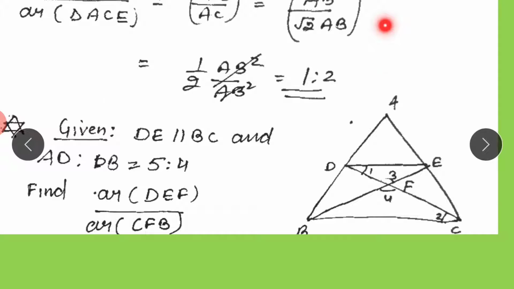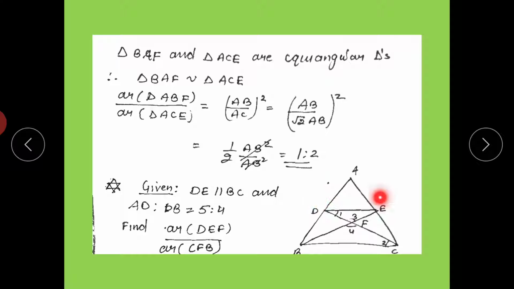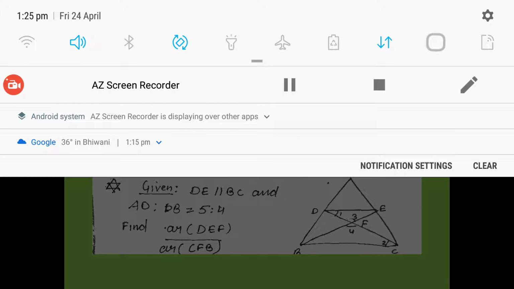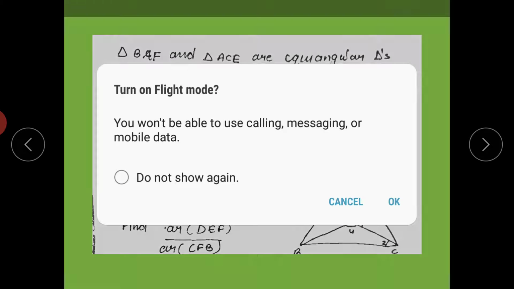DEF, this is F. The area of this triangle DEF upon CFB: we have to find the ratio of the areas of these two triangles. First we have to find out whether these two triangles are similar or not. How are you going to prove that these two triangles are similar?